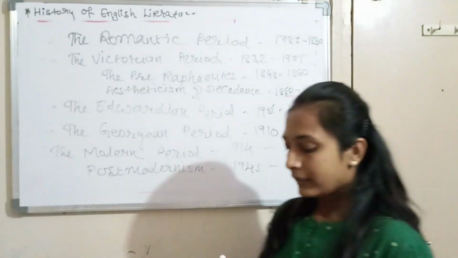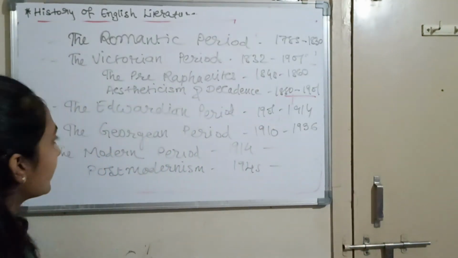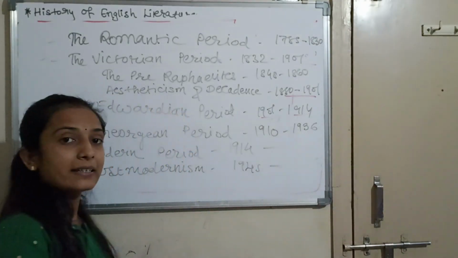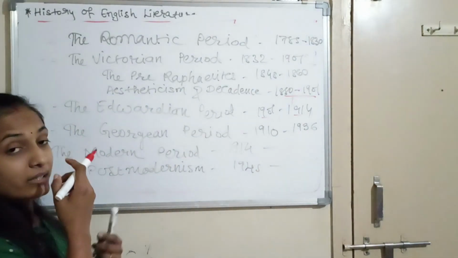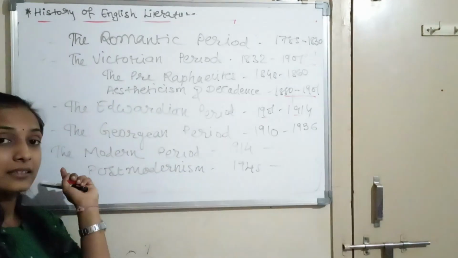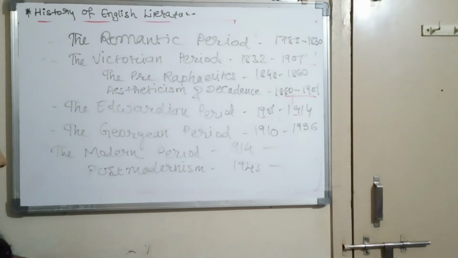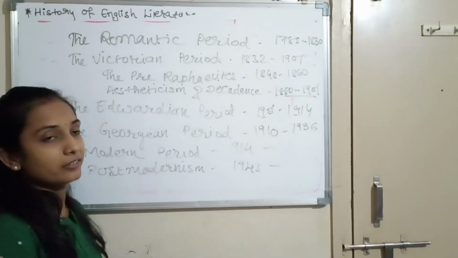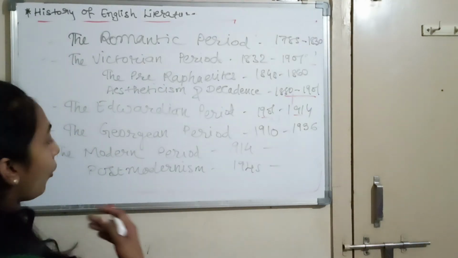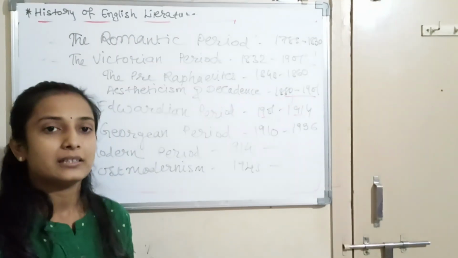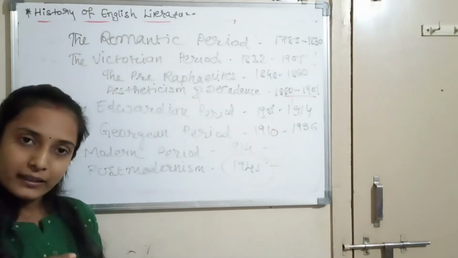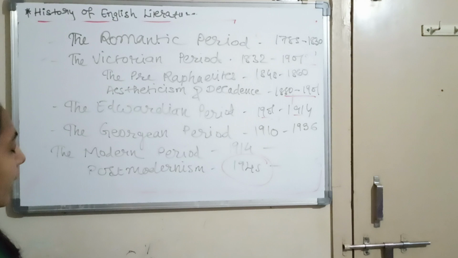Then we have the Edwardian period, from 1901 till 1914. Then we have the Georgian period from 1910 to 1936. Then we have the modern period from 1914 till the present time. And in the modern period we have postmodernism, that is from 1945 and which will continue till the new era.